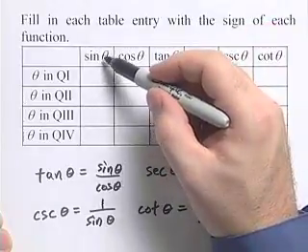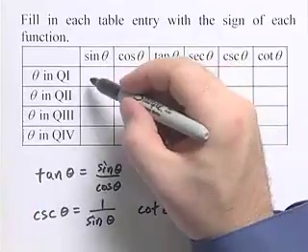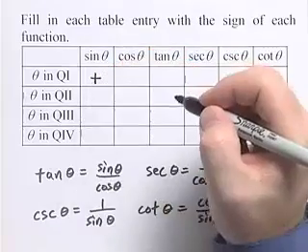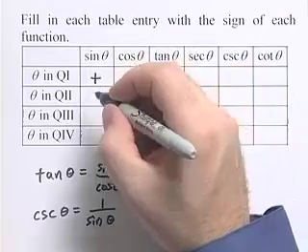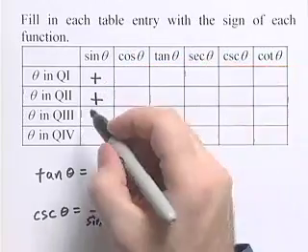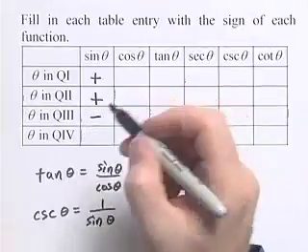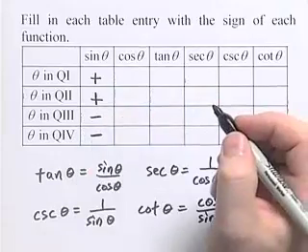Remember that the sine is equal to or corresponds to the y coordinate. In quadrant 1, the y values are positive, so the sine is positive. In quadrant 2, the y values are positive, so the sine is positive. In quadrant 3, the y values are negative, so sine is negative. And in quadrant 4, the y values are negative, so the sine is negative.